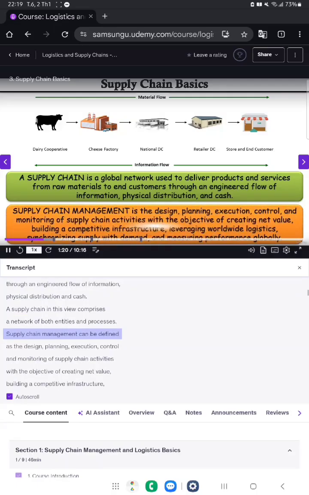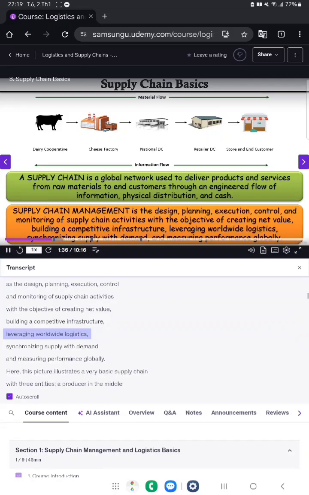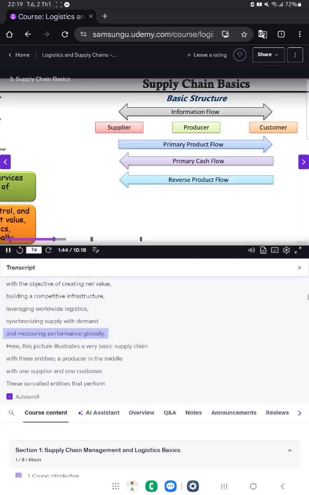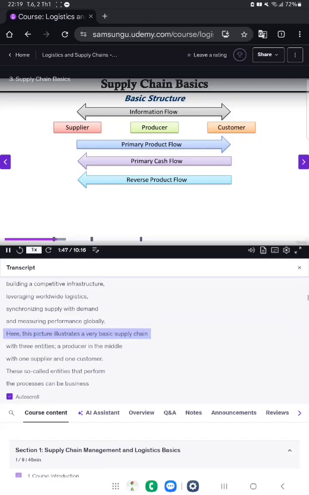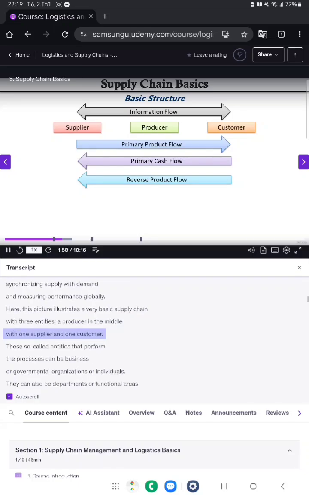Supply chain management can be defined as the design, planning, execution, control, and monitoring of supply chain activities with the objective of creating net value, building a competitive infrastructure, leveraging worldwide logistics, synchronizing supply with demand, and measuring performance globally. This picture illustrates a very basic supply chain with three entities: a producer in the middle with one supplier and one customer.